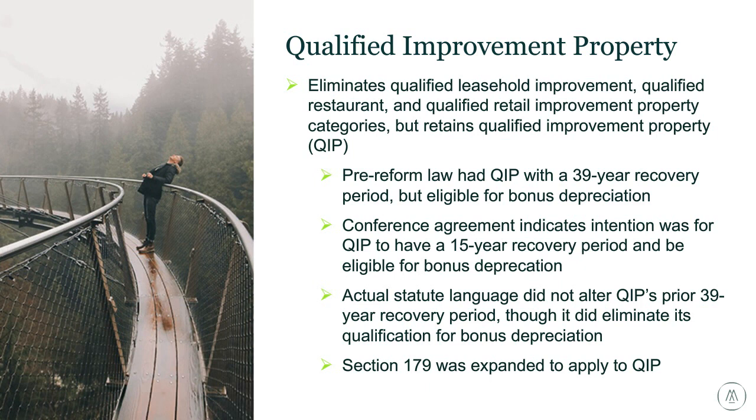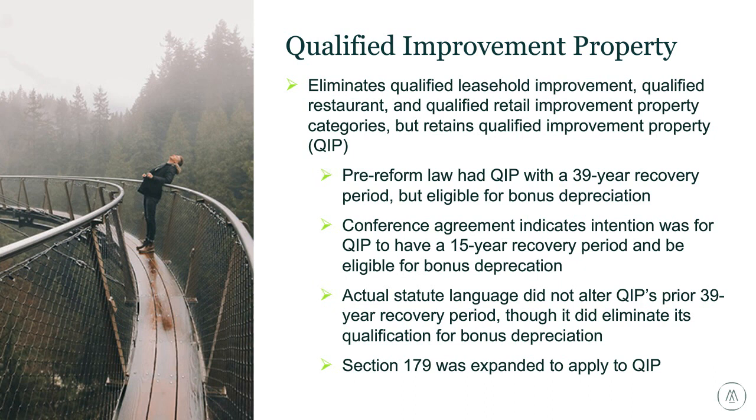And this seems to be not exactly what was intended. As we look at the Senate and House versions of the law before they were signed, as well as conference and committee reports, it looks like they intended qualified improvement property to be 15-year property eligible for bonus depreciation, but that didn't actually make it into the law that was signed. There has been some attempt to pass corrective legislation, and we expect that may come into play eventually. But as of right now, any qualified improvement property placed into service in 2018 is not eligible for bonus, but is eligible for Section 179 expensing.